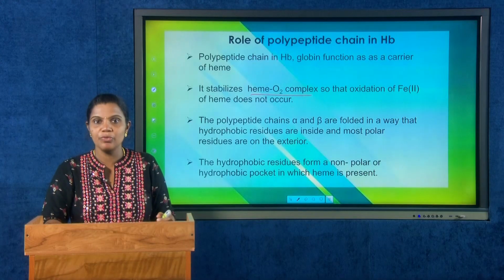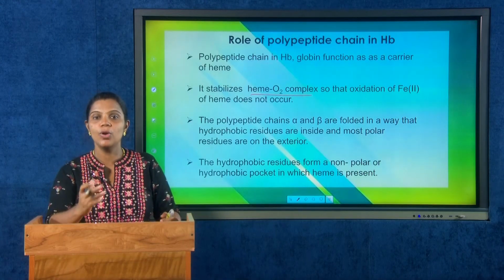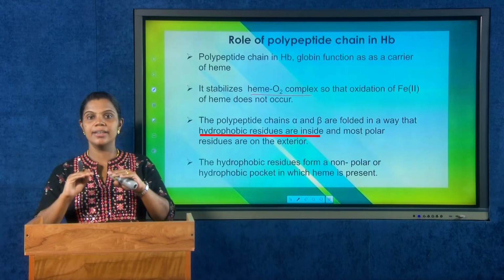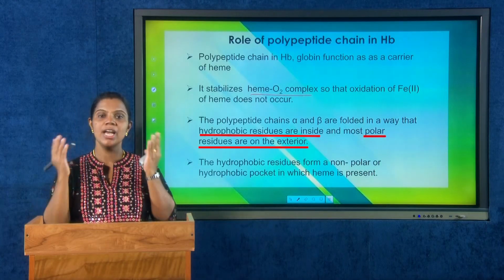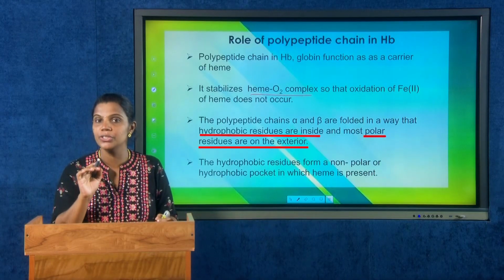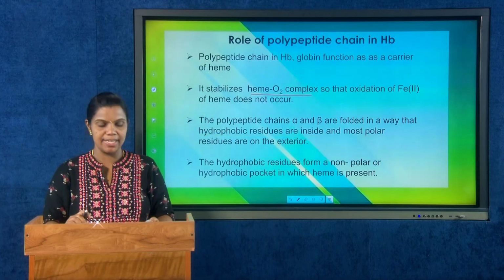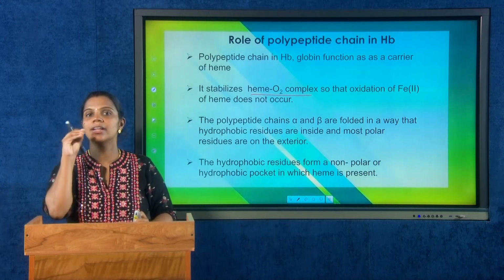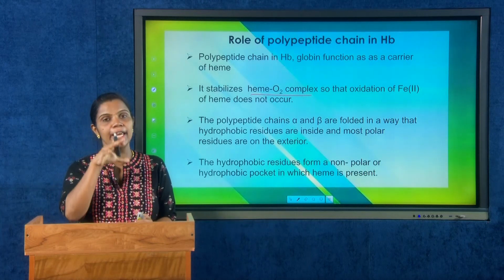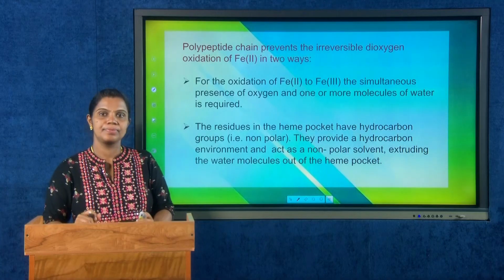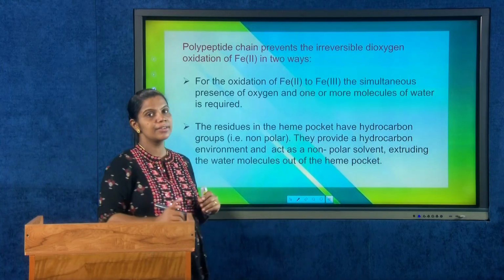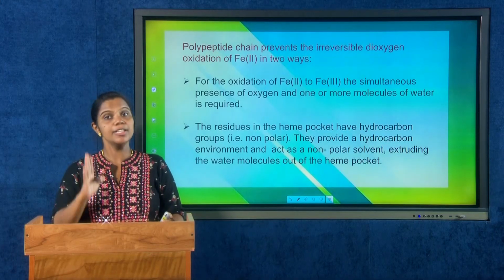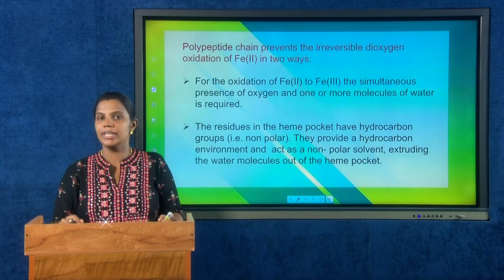The polypeptide chain, we know its alpha and beta, are folded in a way that the hydrophobic residues are inside and the polar residues are actually outside. The hydrophobic residues are where the heme is present. So, it is also responsible for the formation of the heme pocket where the Fe2+ or the heme is present. It also helps in preventing the irreversible dioxygen oxidation in two ways. Let us see how it is preventing.